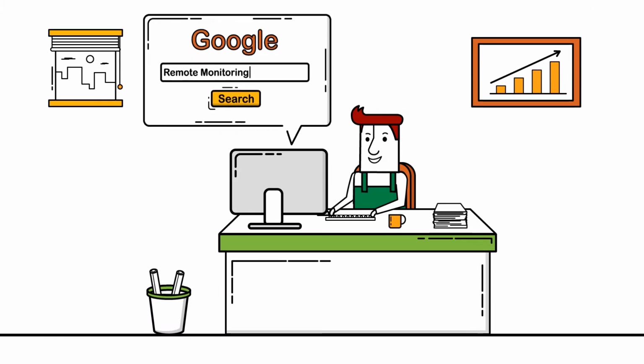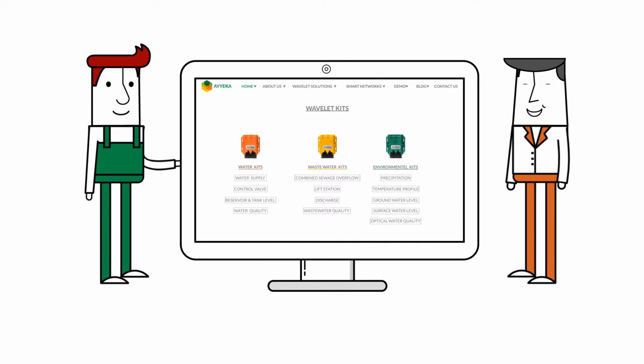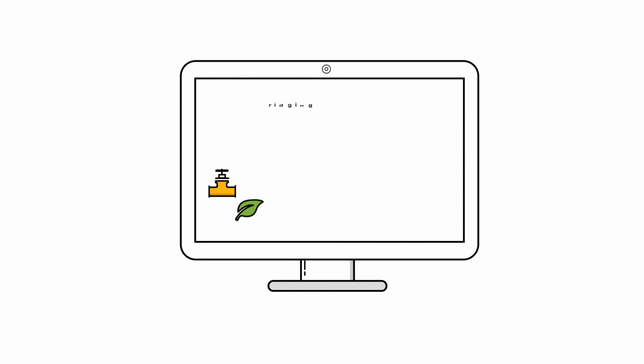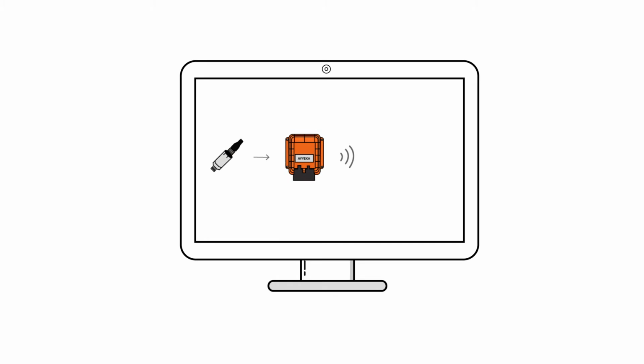So, Joe searches and finds a better solution with Ayyeka's Wavelet Kits. Joe's manager, Mike, likes the Wavelet Kits, which feature pre-integrated sensors that collect data, use wireless communication, are operated in the field with battery power, and feed all of that data directly back to the SCADA system.